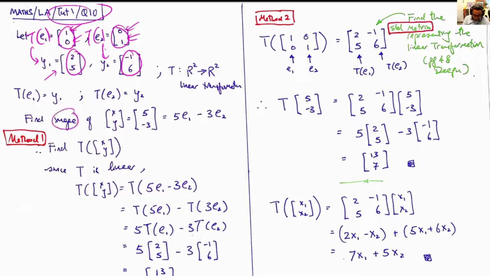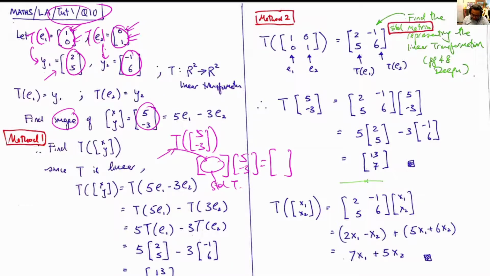Now, find the image of this input. So we want to find T of (5, minus 3). T is now an abstract linear transformation. But we know that all linear transformations can be mapped into a matrix multiplication. So this is the standard matrix of T. We want to represent the linear transformation as a matrix, calling it the standard matrix, so that we can do (5, minus 3) and quickly find the answer. So the question is, find the standard matrix of T.